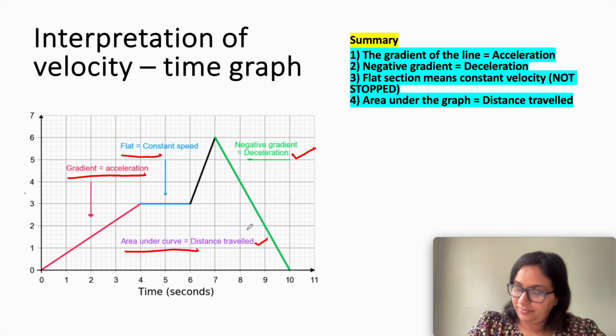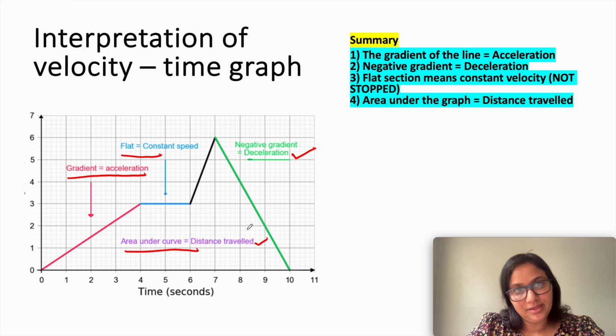So the slope of the line gives acceleration. If it is a straight horizontal line not on the x-axis, it indicates that the object is moving with constant speed. If it is a negative gradient, it indicates that the object is moving with deceleration. And the area under a speed time graph gives the distance traveled by a body, but the area under a velocity time graph gives the displacement of the object.